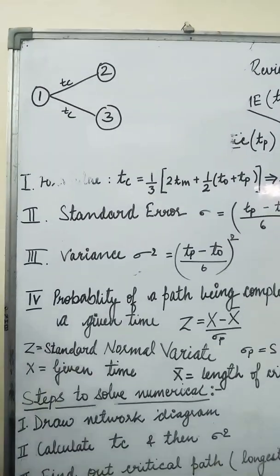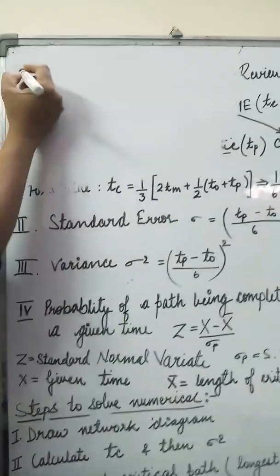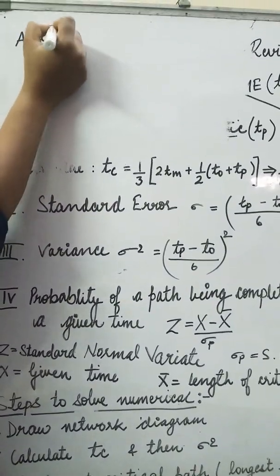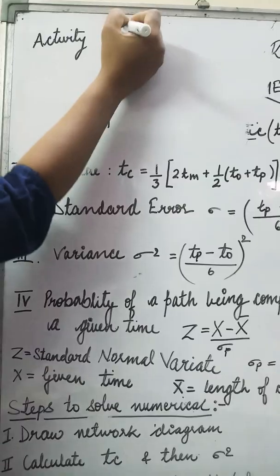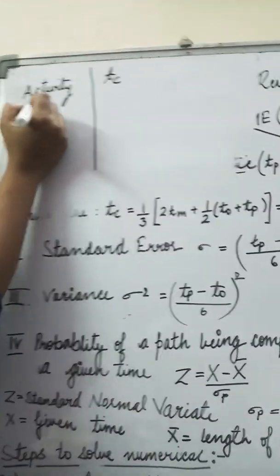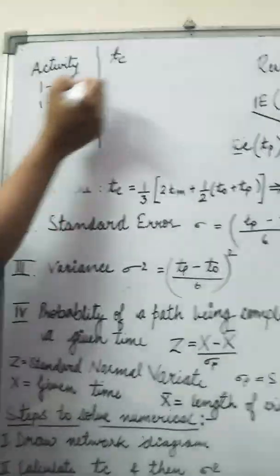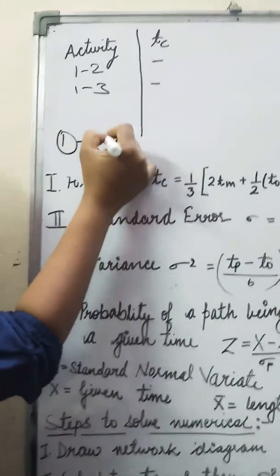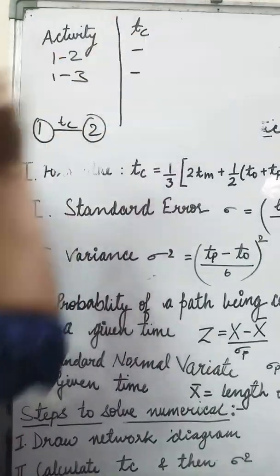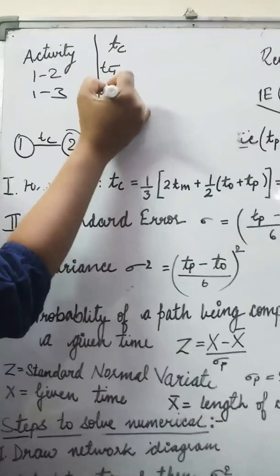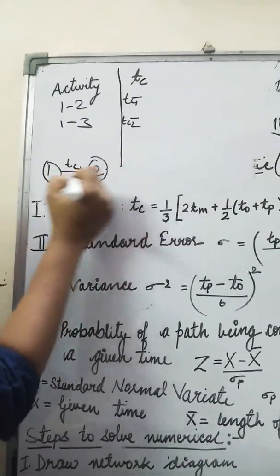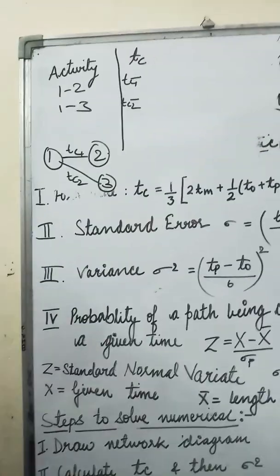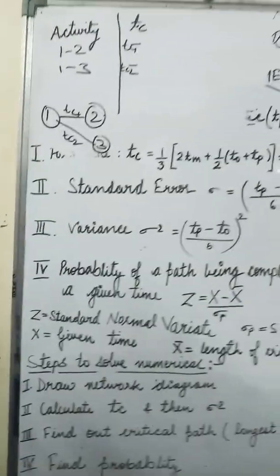You will make the table. You have to write down the activity, and in the next column you have to write down the TC values. So for every activity like this, you have to calculate the TC values and you will put these values along the path. Fine. TC1, TC2, like this. I think you will be able to solve the numerical very easily.